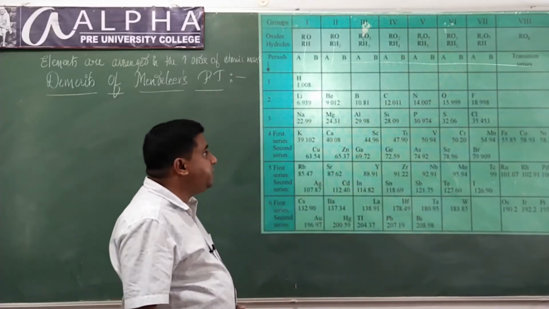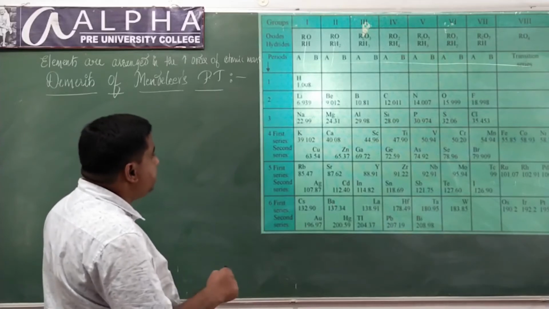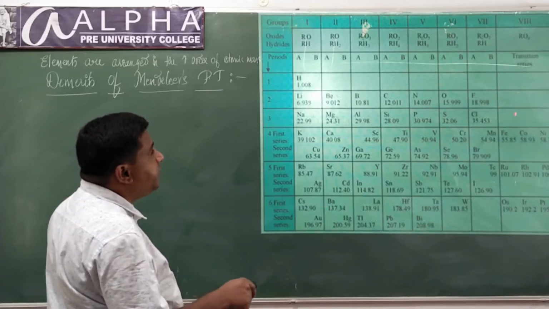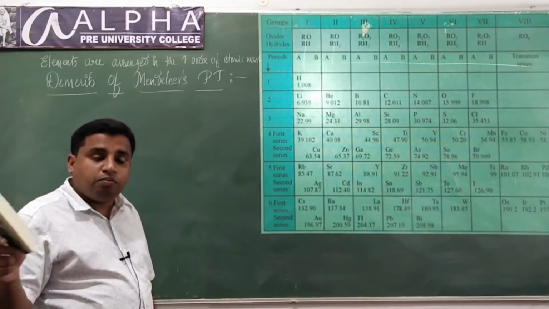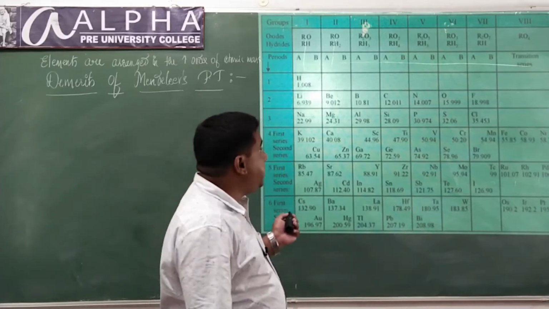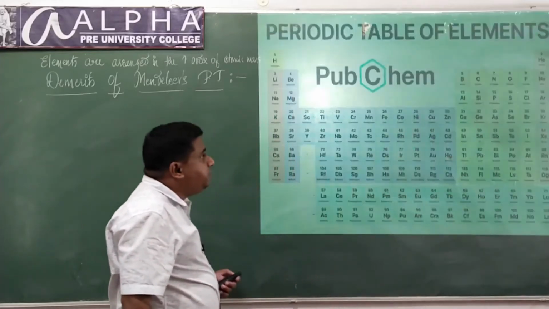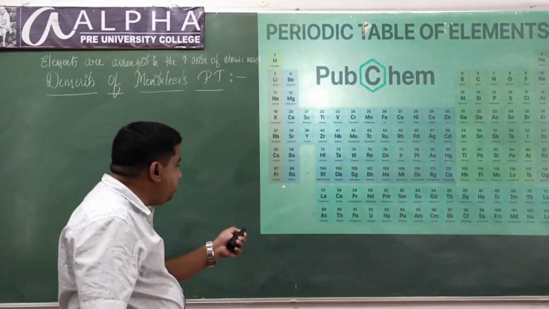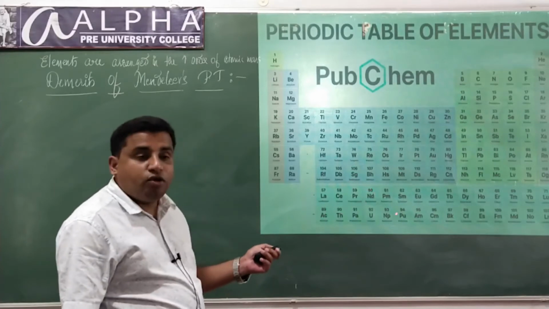In Mendeleev's periodic table we can find only how many groups? 1, 2, 3, 4, 5, 6, 7, 8. We can find 8 groups in Mendeleev's periodic table in total. But our modern periodic table, that is the long form of the periodic table, has 18 groups, from group 1 to group 18. See this, this is our modern periodic table.